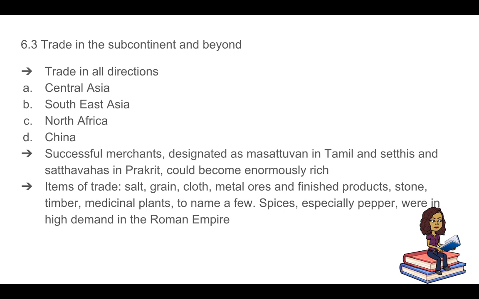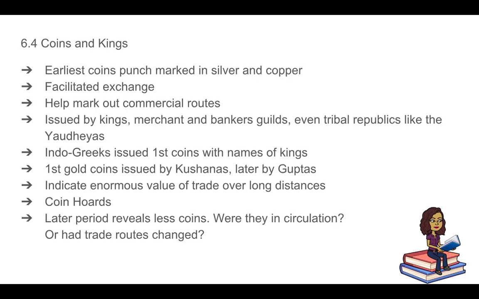Now, the items of trade were also mind-bogglingly varied, but we can only name a few here. So, salt, grain, cloth, metal ores, finished products, stone, timber, medicinal plants, spices, especially pepper, was very highly demanded in the Roman Empire. Now, when we're talking about long distance trade, we have to talk about monetization or emergence of coins, because it is coins or currency that really facilitates trade over long distances and also trade in high value items. So, the earliest punchmark coins that we find are made in silver and copper.